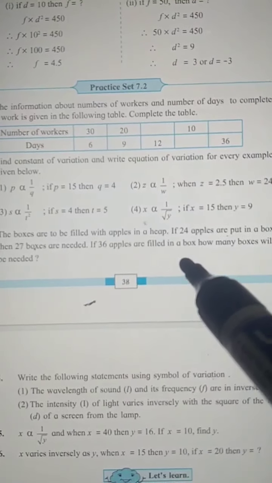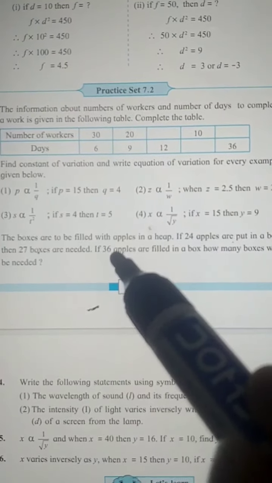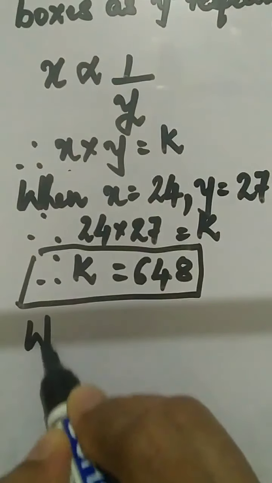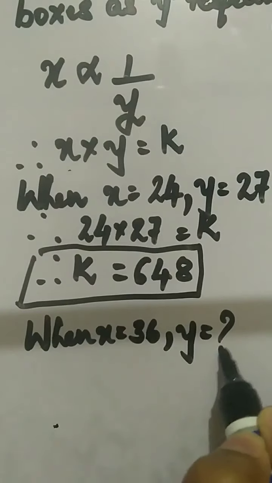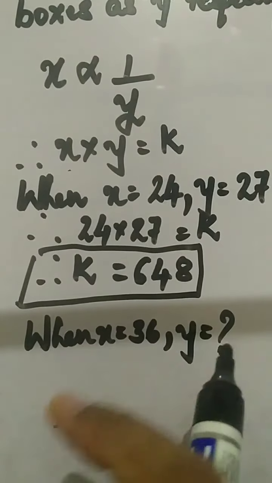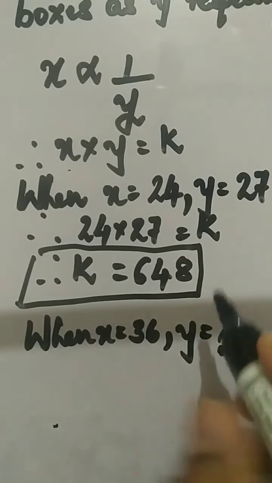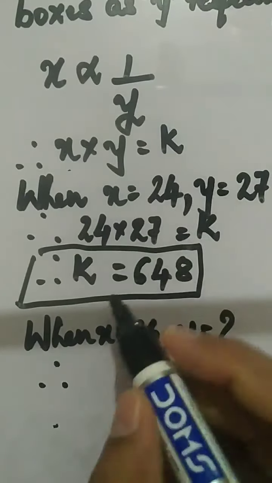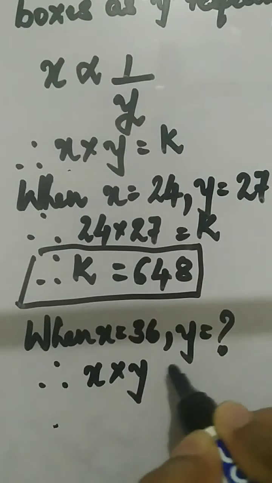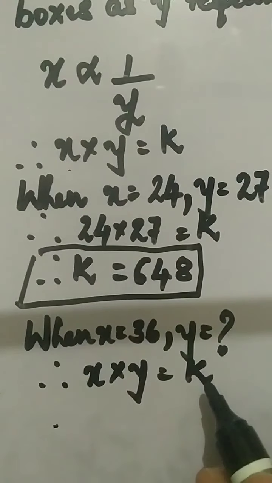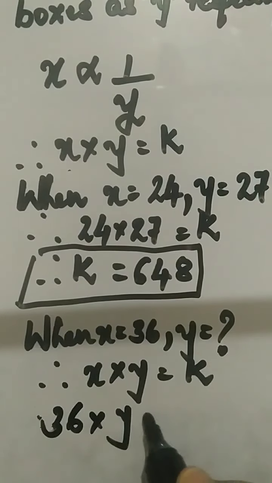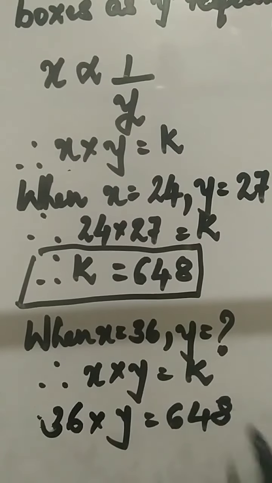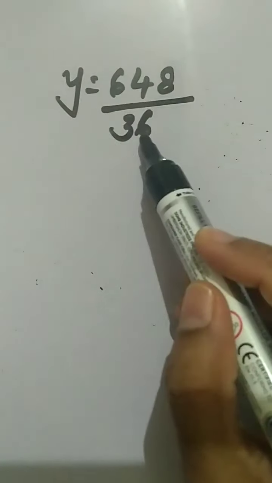Now what is the condition? The main question is, if 36 apples are filled in a box, so 36 apples are for x. So when x is equal to 36, how many boxes are needed? So y is equal to question mark. What is the relation here? Inverse. So you will multiply x into y is equal to k. You know the constant and you know x. x is 36 into y, which we don't know, is equal to 648. So y is equal to 648 upon 36.